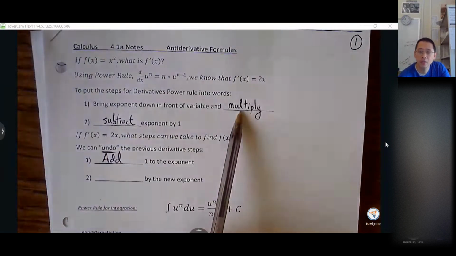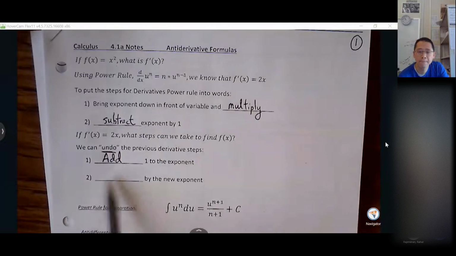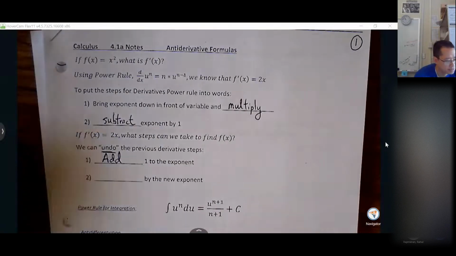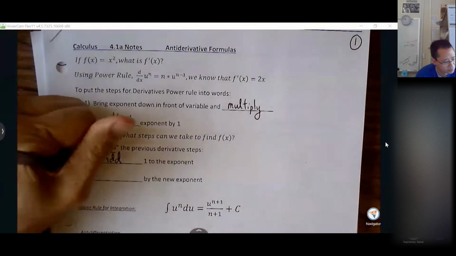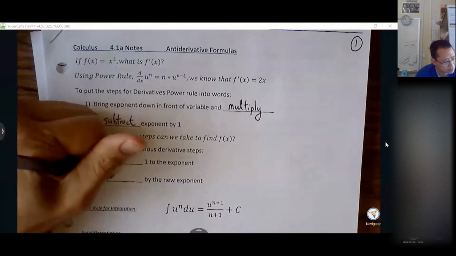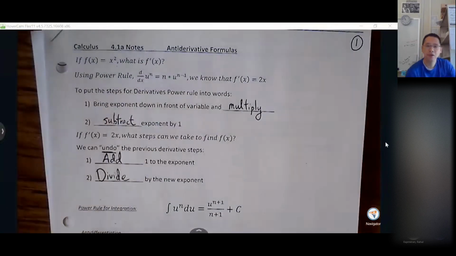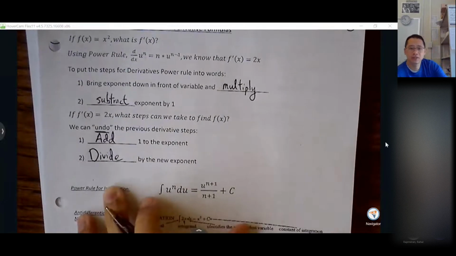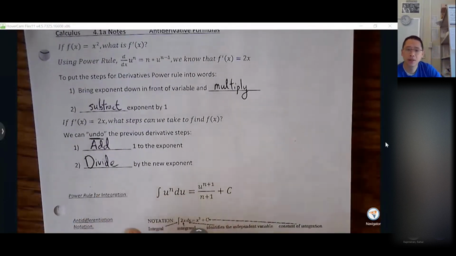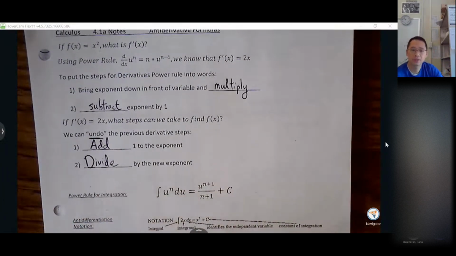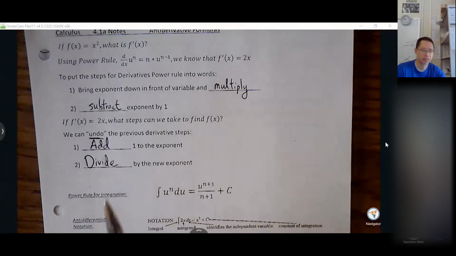Instead of multiplying, if we want to undo that multiplying step, we would do what? Divide, right? So that's going to tell us, just want to kind of give an intro as to the power rule for integration. Right? We're going to add and divide instead of subtracting and multiplying.